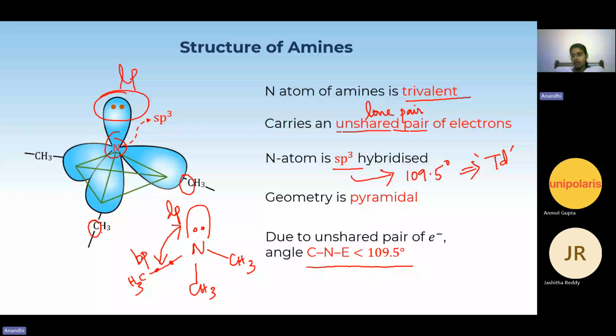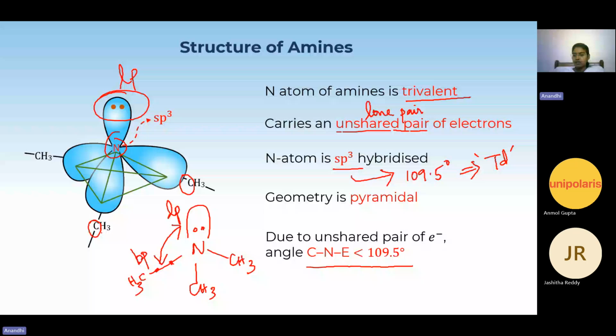Understood? Yes, ma'am. So this is all about the structure of amines. The bond angle is about 108. These are the 5 points you have to keep in mind from the structure of amines. Shall we go to the next topic, the classification of amines? Yes, ma'am.